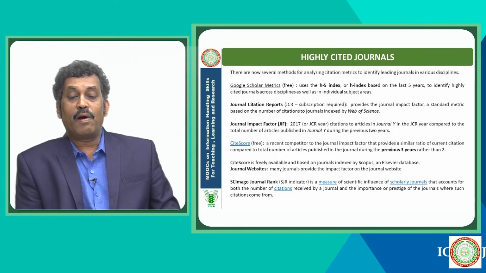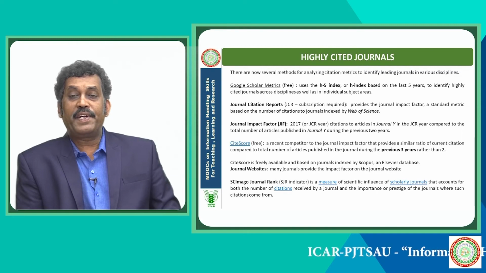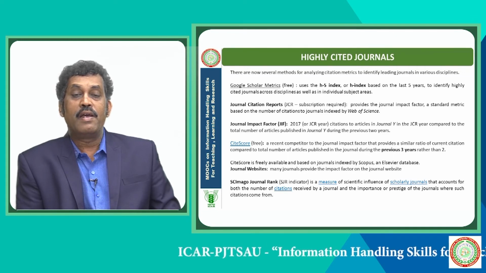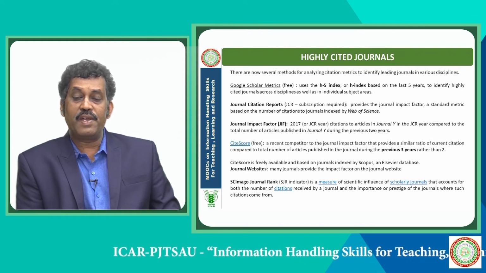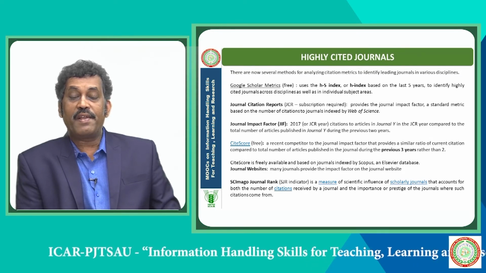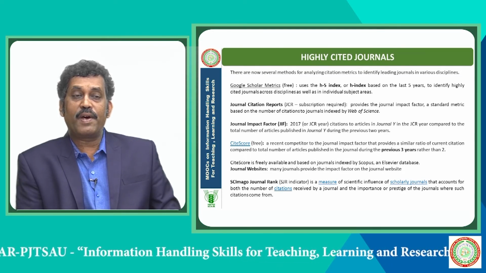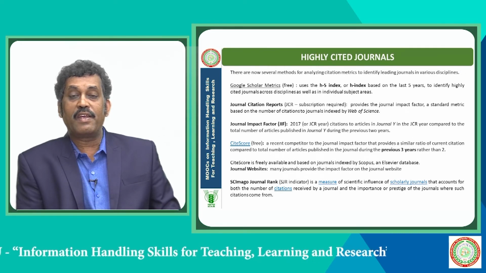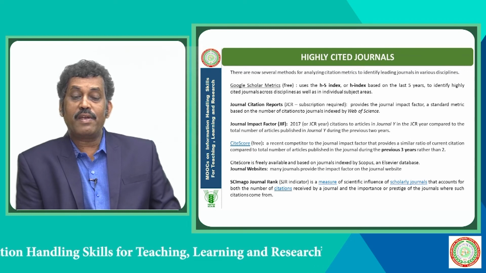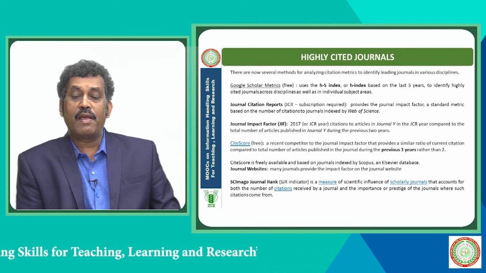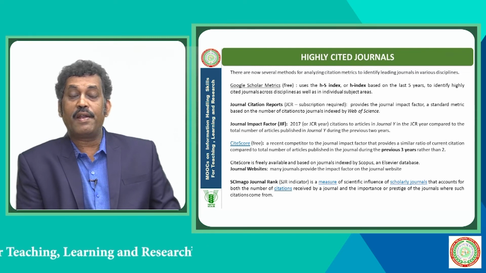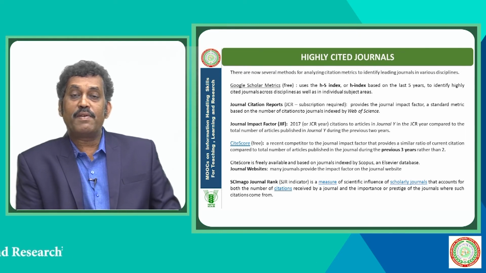There is another tool called CiteScore. It is free and available on the open web. It is a recent competitor to the journal impact factor that provides a similar ratio of current citations compared to the total number of articles published in the journal during the previous 3 years. Whereas the Journal Citation Reports calculate for a period of 2 years, here they consider the previous 3 years of publications. CiteScore is freely available and based on journals indexed by Scopus, whereas JCR considers journals indexed by Web of Science. You know very well the Scopus database, it is a product from Elsevier publications.